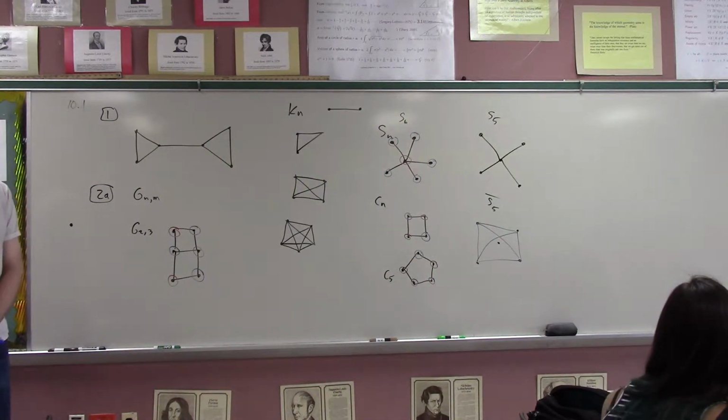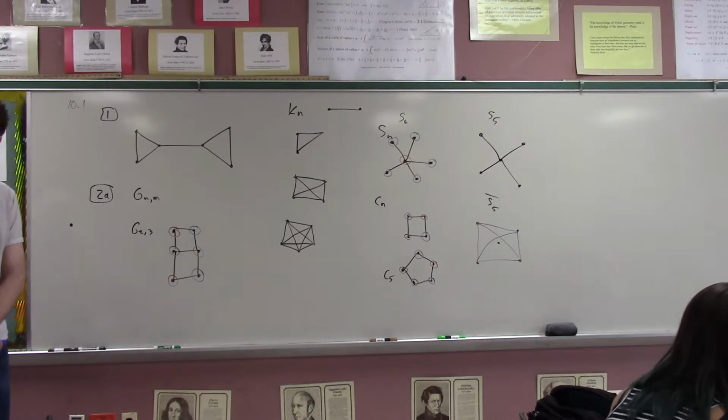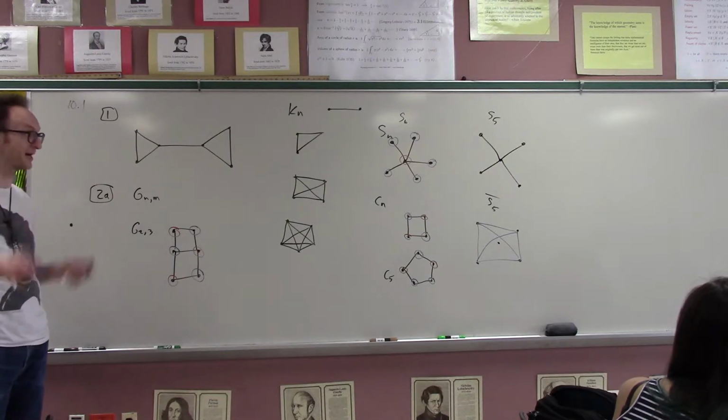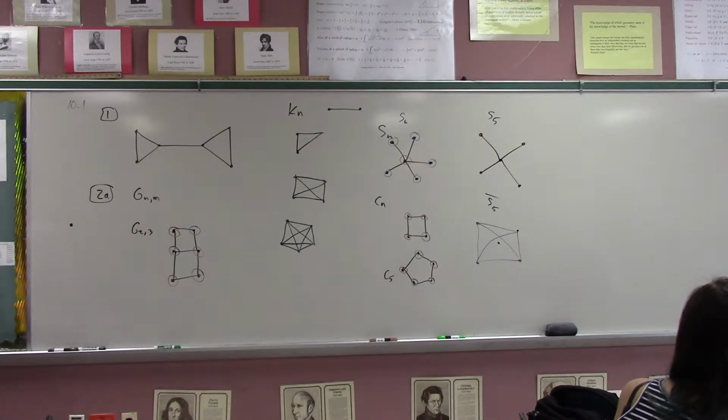So in fact, it's just like the complete graph on all the vertices except the one in the middle. Is that right? I feel like that's right in general, right? The star graph is going to be the complete graph on all the vertices not in the center. Good.